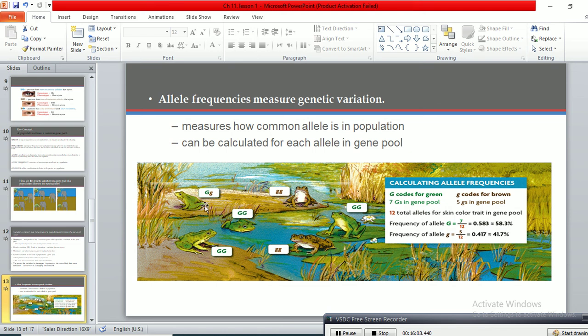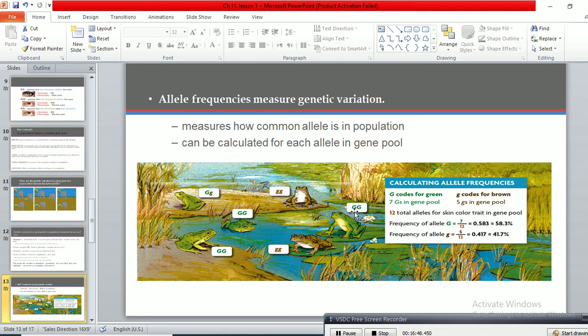Okay, if we hide these alleles, we can see only the variations in the population, in the phenotypes. But if you have the alleles here, we can talk about the genetic variation. The different combinations of alleles in a population, this is the gene pool. Right. Here we have to know how to calculate the allele frequency. Allele frequency measures how common an allele is in a population, how common the capital G is in this population, how common the small g is in this population. This allele frequency can be calculated for each allele in a gene pool.